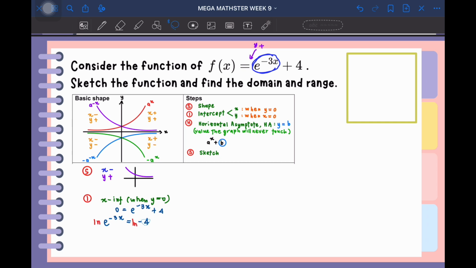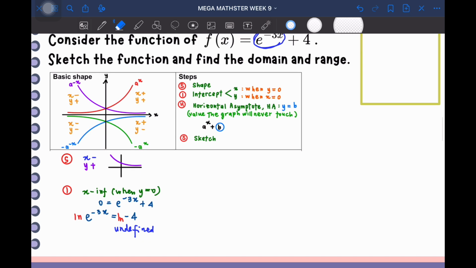Okay, tapi tengok dekat sebelah kanan over here, you have log of negative. So any log with any base, it cannot be negative over here. Okay, so this part is going to be undefined. Undefined because you have log negative. So when it is undefined, meaning that we will have no x-intercept.